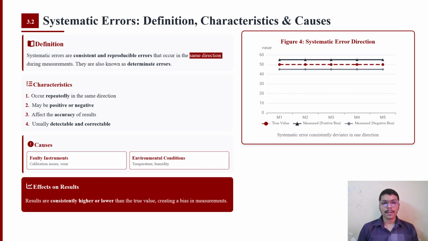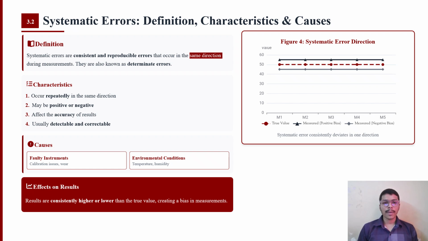Systematic errors are also called determinate errors. These errors occur repeatedly, remain consistent, and move in the same direction during measurements. They may be positive or negative. Characteristics: the main characteristics are they repeat in the same direction, are reproducible, affect accuracy, and are usually detectable and correctable.